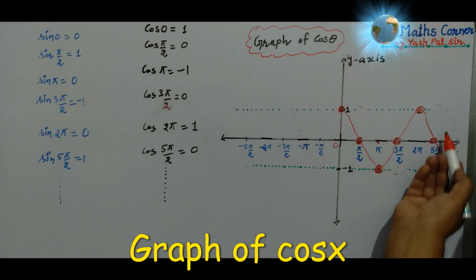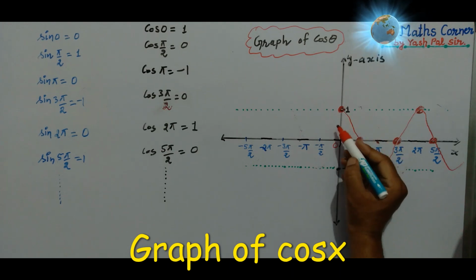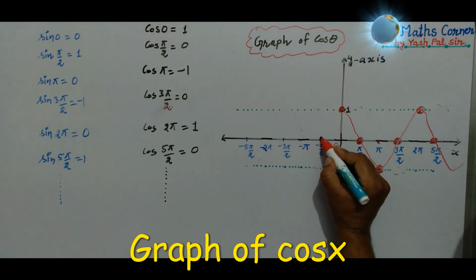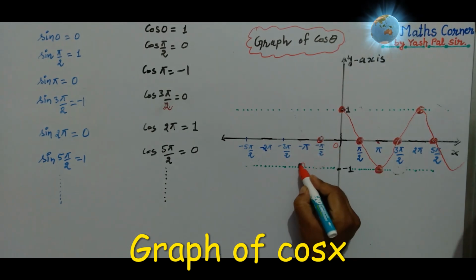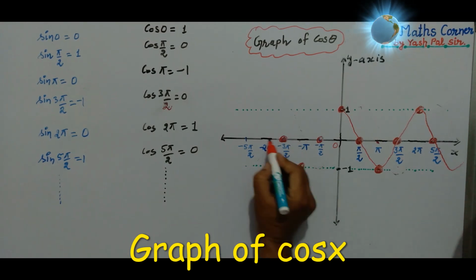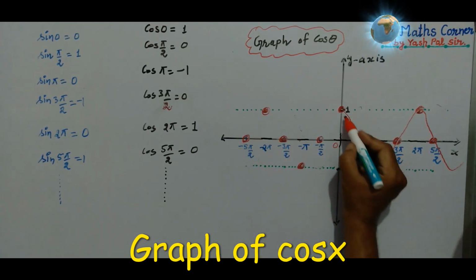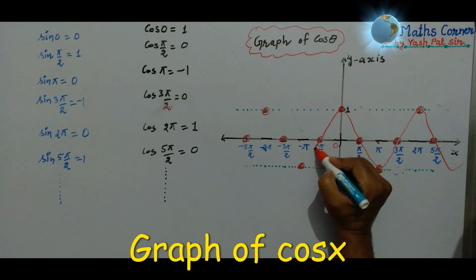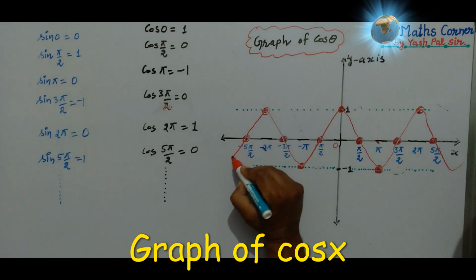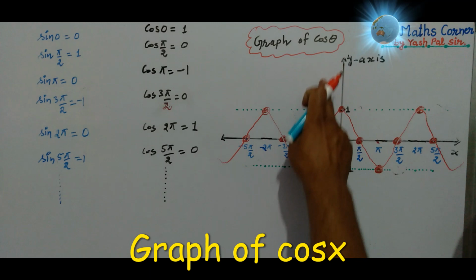Similarly, proceeding to the left side of the y-axis, this point will be here. Next we shall have this point, then this point, thereafter this point, then this point. That is, we shall join these points. Okay, this is the graph of the cos function, cos theta.